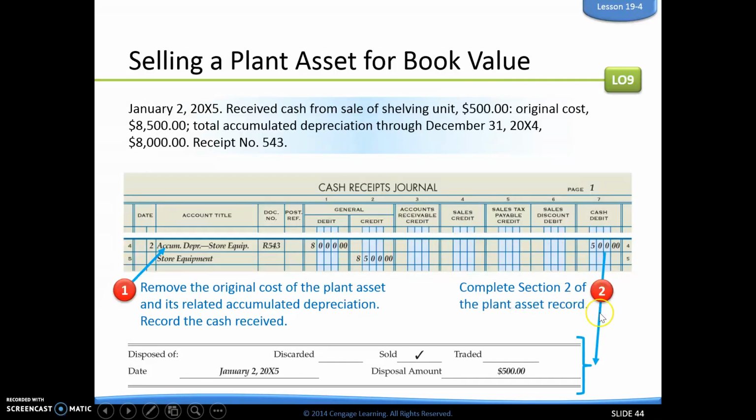And the two debits equal our credits, so we are good. The last thing that we have to remember to do is to complete that plant asset record that we worked with in section 19.3, section 2, where I said we don't have to worry about this now because we're not selling our asset. Well, now we are. So we do need to make sure that we record that section of our plant asset record: that we sold it, the date we sold it, and how much the disposal amount was.